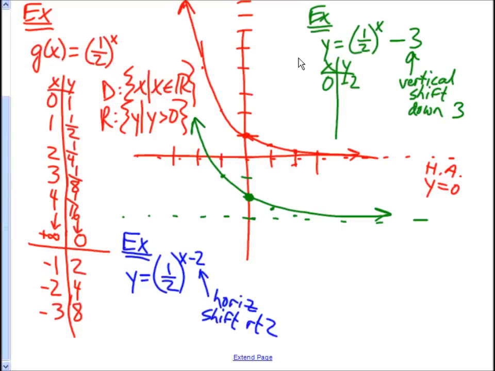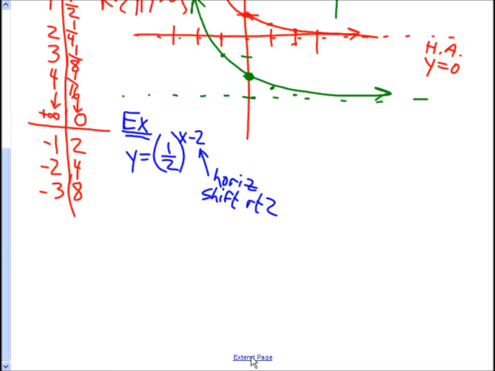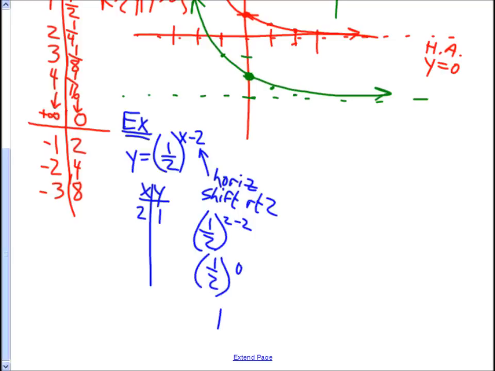If you're not sure, plot points, right? What's the first x value you're going to plug in? Well, you want that to be 0, because anything to the 0 power is 1. So let me plug in 2 then. That'll make it nice. 1/2 to the 2 minus 2 is 1/2 to the 0, which is 1. Let's plug in 3. 3 minus 2 is 1, 1/2 to the 1 is 1/2. Plug in 4. 4 minus 2 is 2, 1/2 squared is 1/4, and so on.